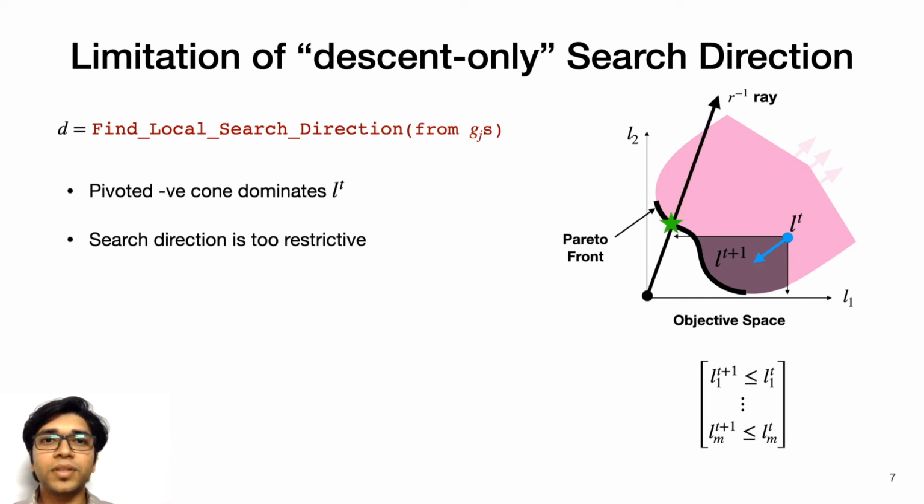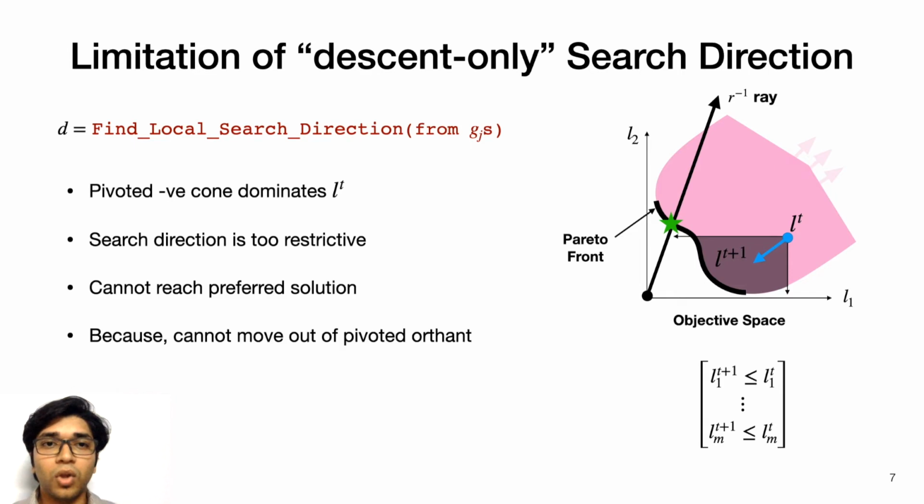Let's say the user preference is such that the preferred optimal point lies outside this shaded region. Then, no matter how many iterations we do, we will never reach the preferred point, because the restricted search direction will never allow the loss vector to come out of this pivoted negative cone. Not even with an extreme search direction, which cannot decrease some of the loss values. Like here, L2 is not reducing while iterating. But had we allowed L2 to increase, it would have come out of this negative cone.